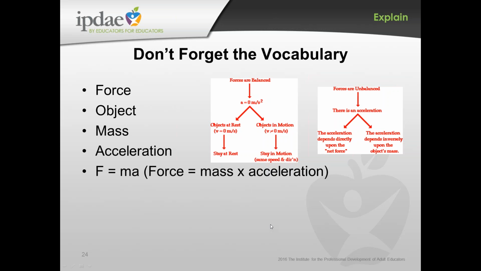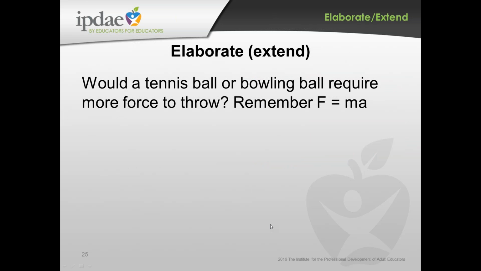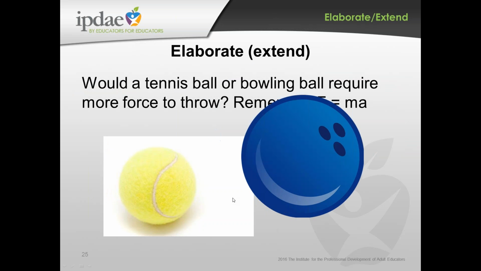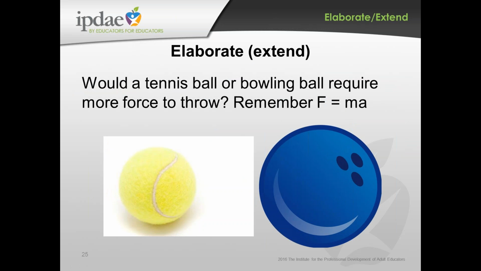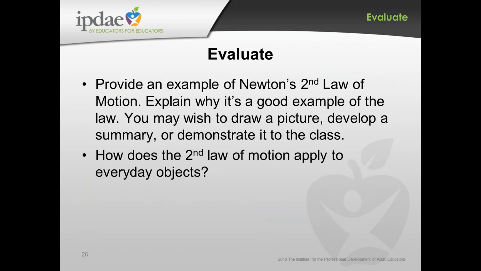So now we can elaborate, and that means we go over and we try something different. Would a tennis ball or bowling ball require more force to throw? Oh, got to think about that. But what would our students have learned from what we've done in the different components of the 5 E's? So now you can take a look and see that we don't have to make this incredibly complicated as a part of the process, but what we can do is actually get students to see things in more of a real life context.